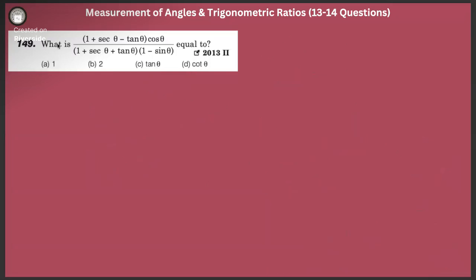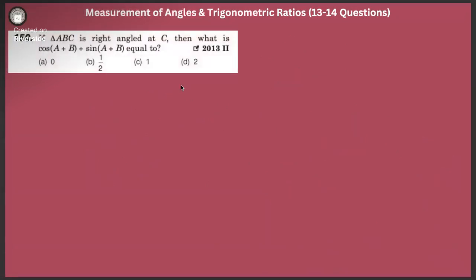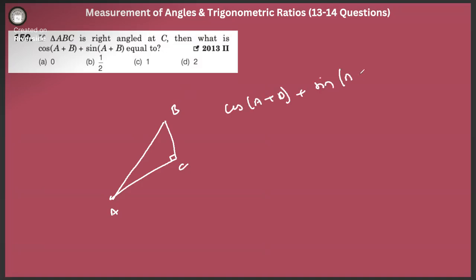Okay, shall we move now to the last question for the day? Easy one. ABC is right angled at C. What is the sum of A plus B? 90, sir.